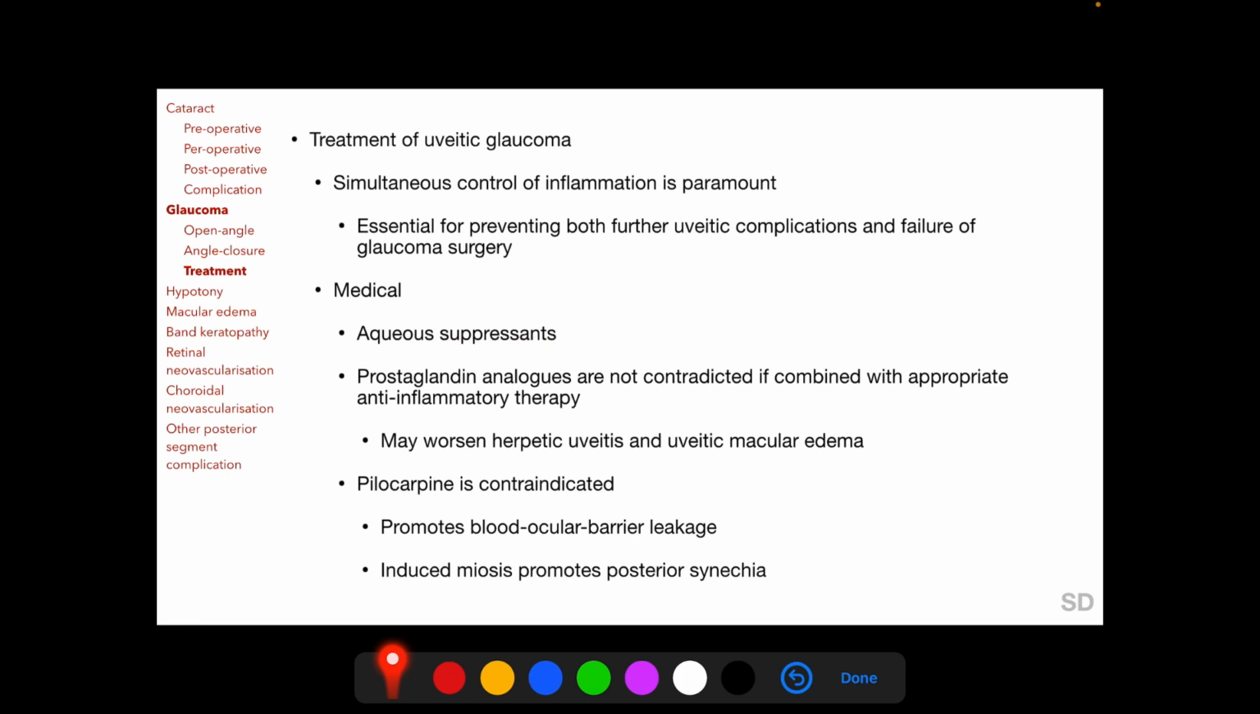Aqueous suppressants can be used to treat raised intraocular pressure in uveitic glaucoma, and in uveitic glaucoma, prostaglandin analogues, though known to be pro-inflammatory, are not contraindicated if combined with appropriate anti-inflammatory therapy. However, prostaglandin analogues may worsen herpetic uveitis and uveitic macular edema, so these are relative contraindications to therapy with prostaglandin analogues. Pilocarpine is contraindicated in treatment of uveitic glaucoma because it promotes blood ocular barrier leakage and also induces miosis, promoting posterior synechia.